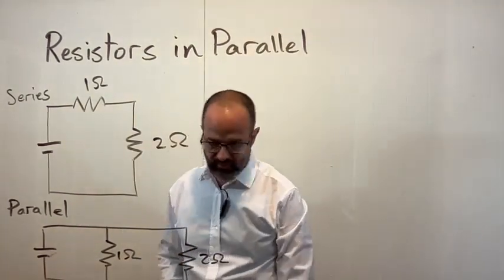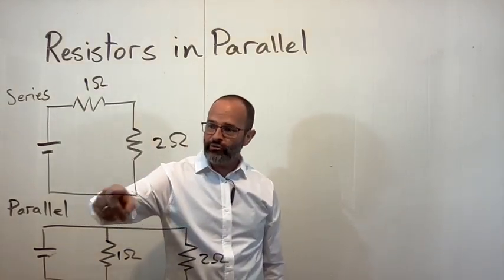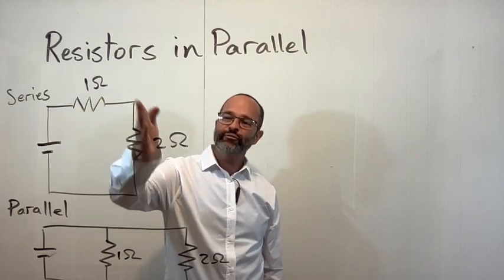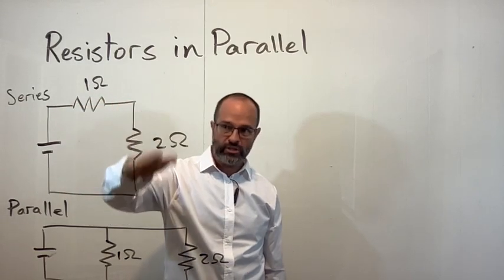All right, so this is the problem. When I've got the series circuit, the current flows around there and it has to flow through everything. So it gets slowed down by this one and then slowed down by that one.